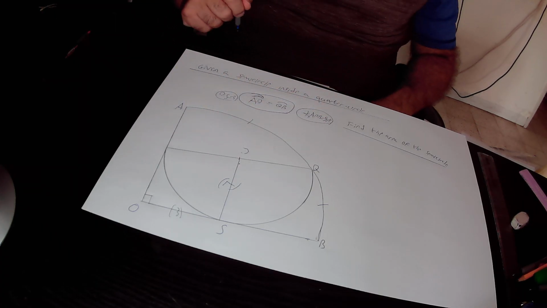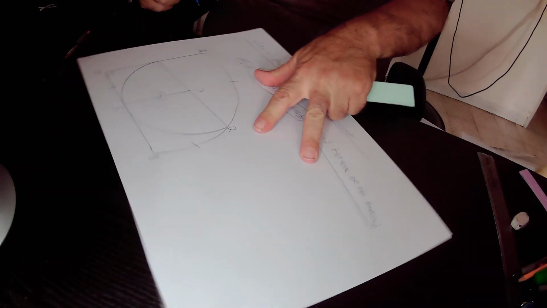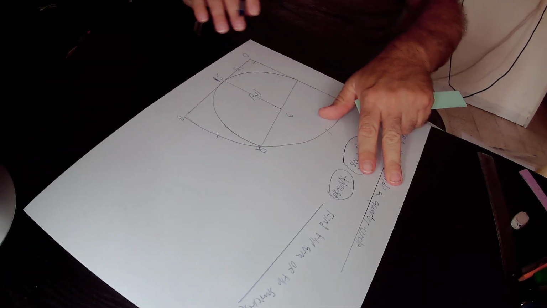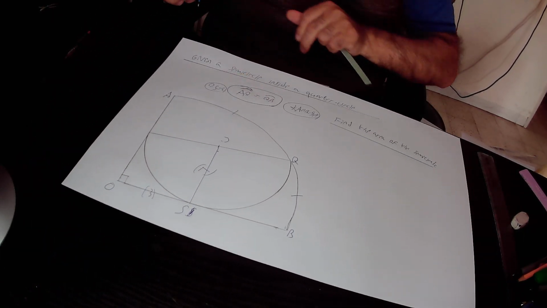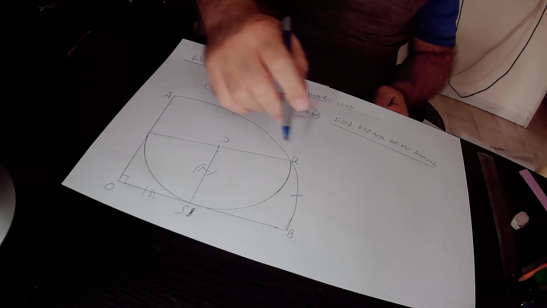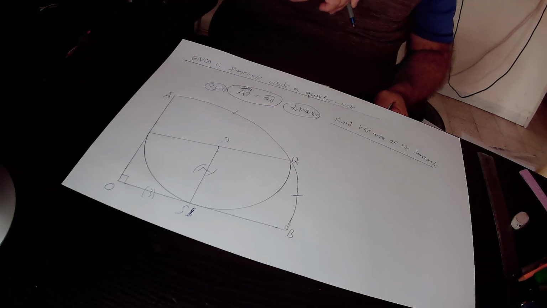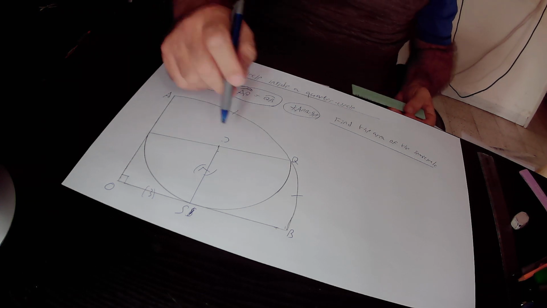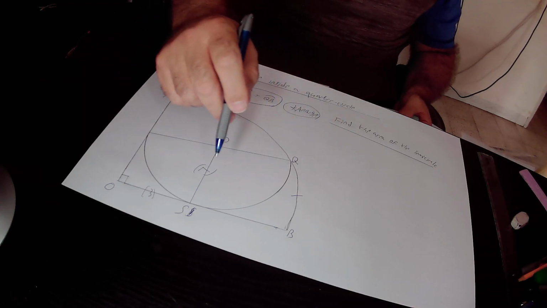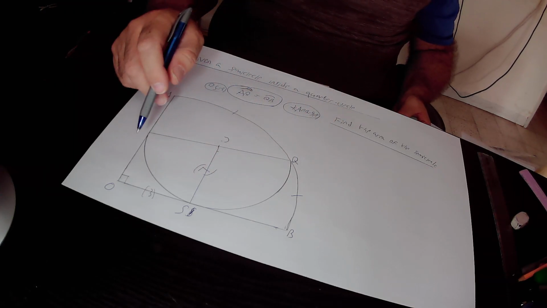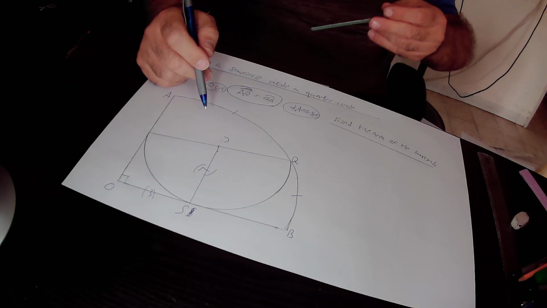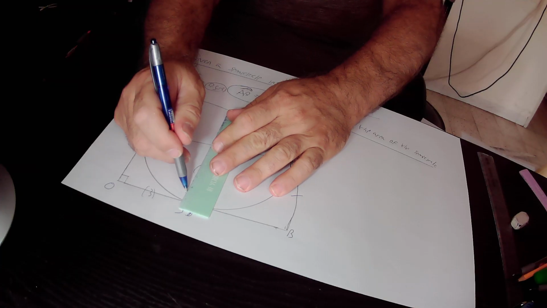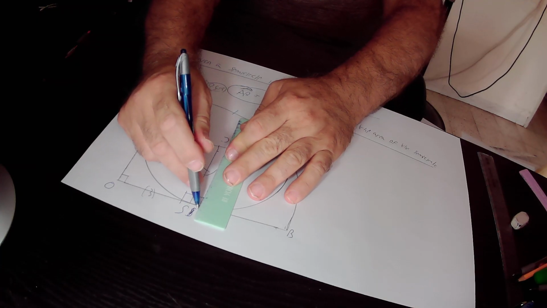And now you have this radius drawn to the point of tangency, so tangent OB will be perpendicular to the radius SC, according to rule 1. If OB is perpendicular to SC, it means that this angle equals 90 degrees. And this angle also equals 90 degrees according to rule 1.